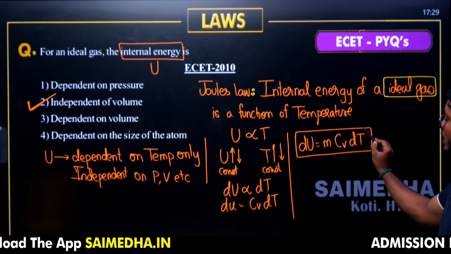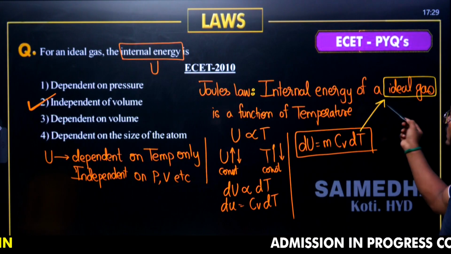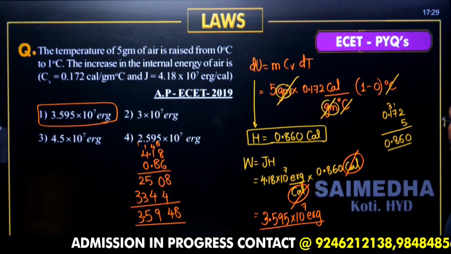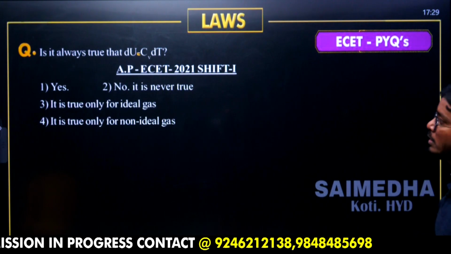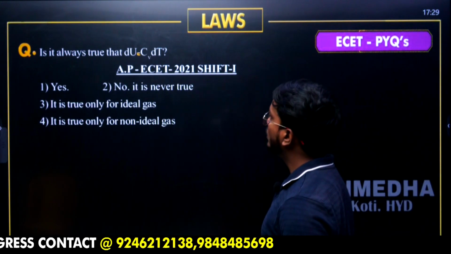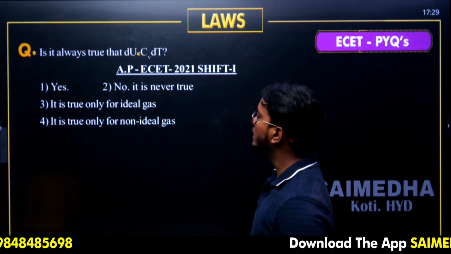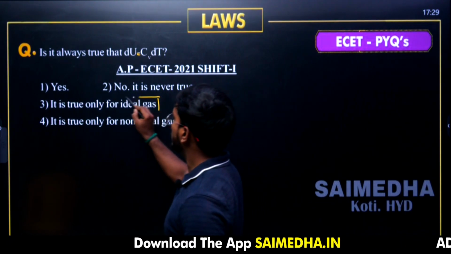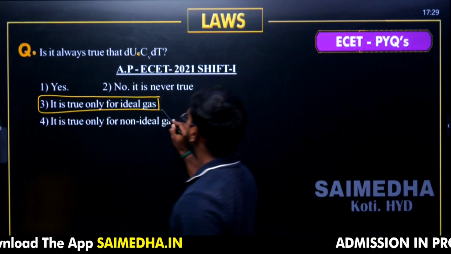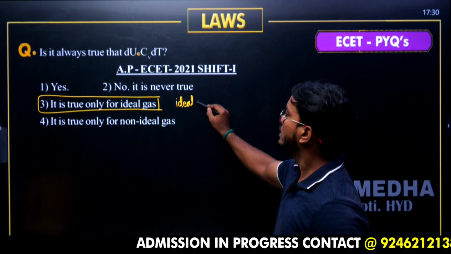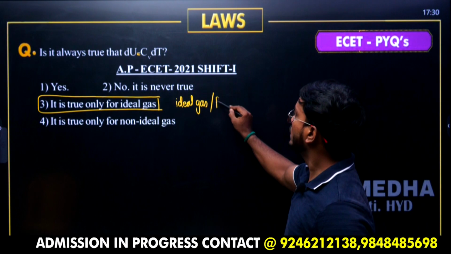Now the asked question is, dU equal to m Cv dT is valid for which gas? Ideal gas it is. Okay. That's the question up here. Is it always true that dU equal to Cv dT? Yes. No, it is never true. It is true only for ideal gas. Yes, this is the possibility. It is true only for which gas? Ideal gas. Perfect gas.